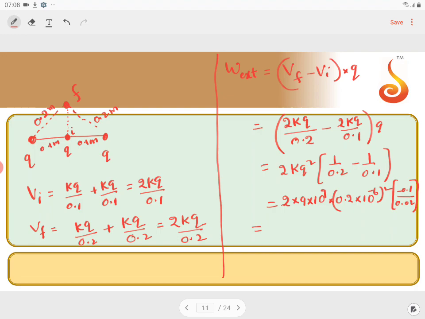you'll get minus 3.6 into 10 to the power of minus 3 joule. So this is the answer you are going to get: minus 3.6 into 10 to the power of minus 3 joule.